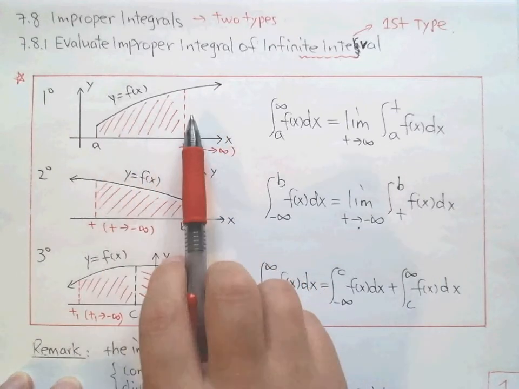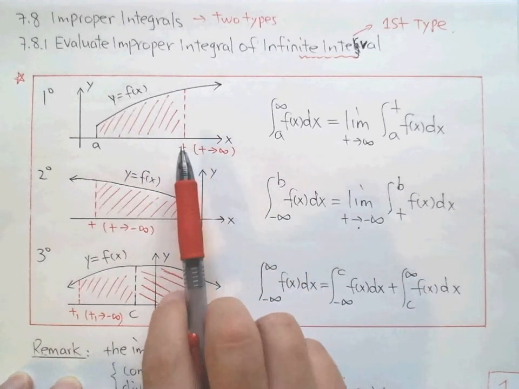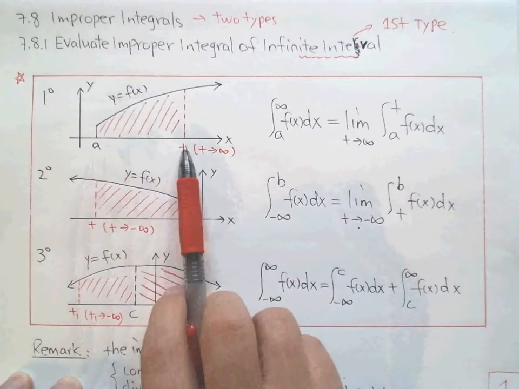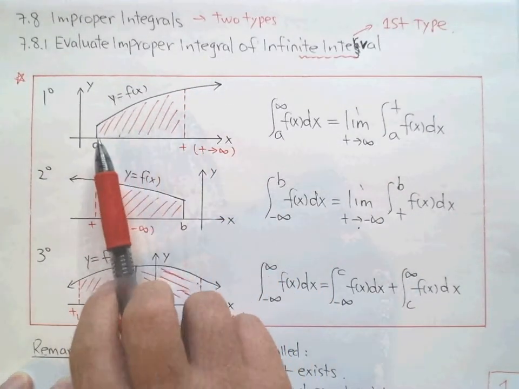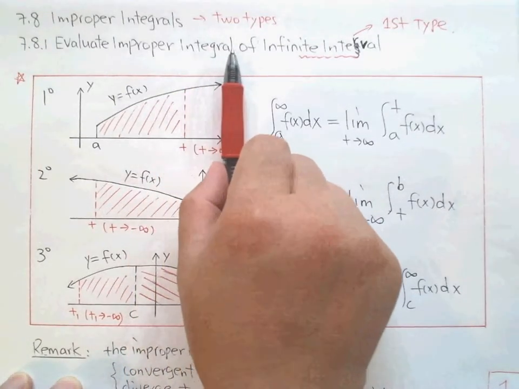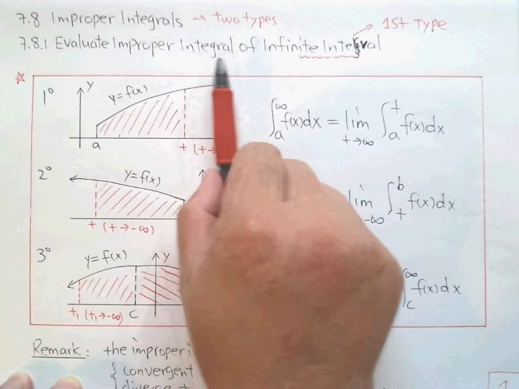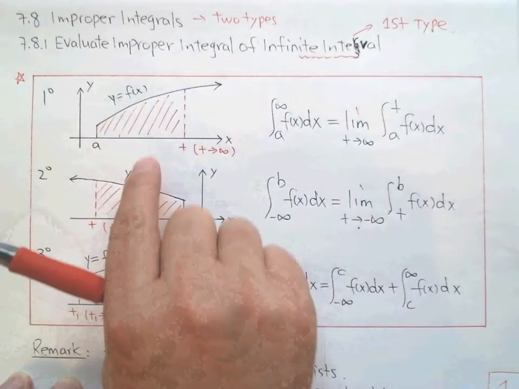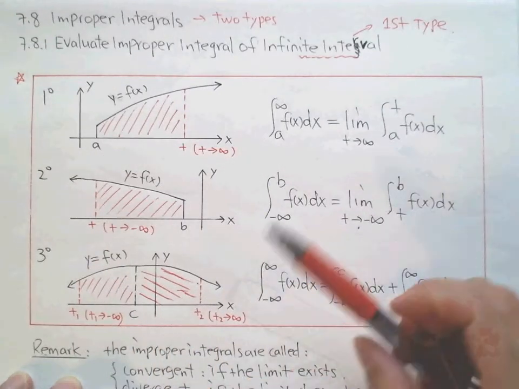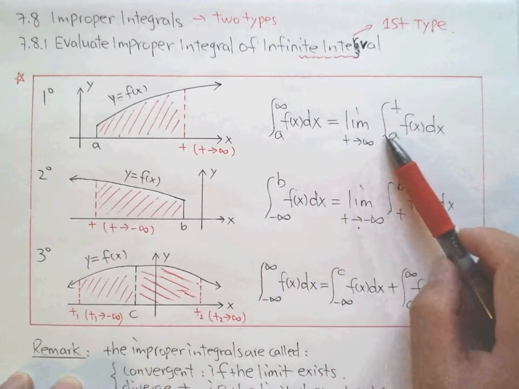We give a variable t, of course greater than a. We find the area from a to t, and then we move t toward infinity. You can imagine this area will approach the area under the curve. So that's the definition: we find the integral up to t first and then take a limit.